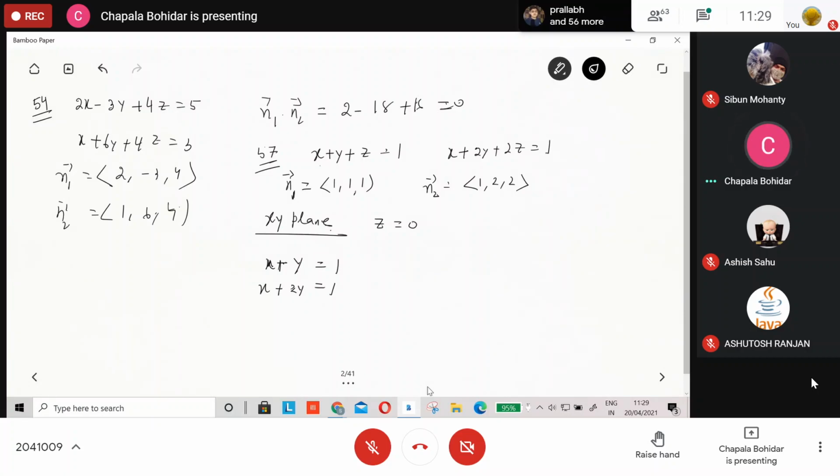What is the value of Y we get? Tell me. Y is equal to 0, and solving, X is equal to 1. If X is equal to 1, Y is equal to 0, and also we know Z is equal to 0. Okay, so (1, 0, 0) is a point on the line. Is (1, 0, 0) a point on the line or not?